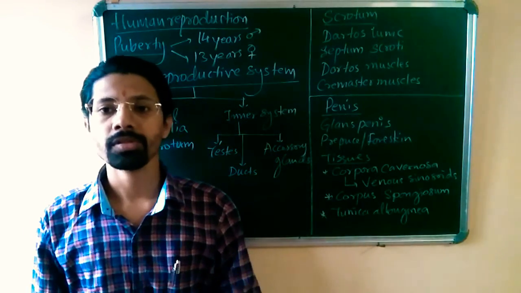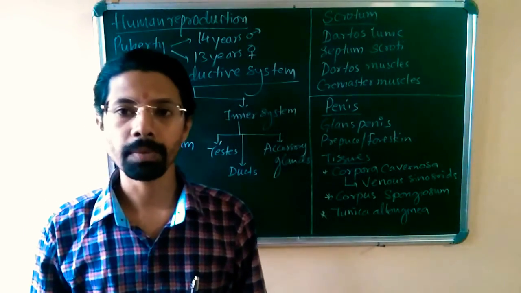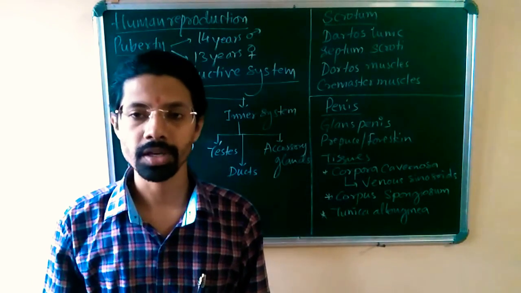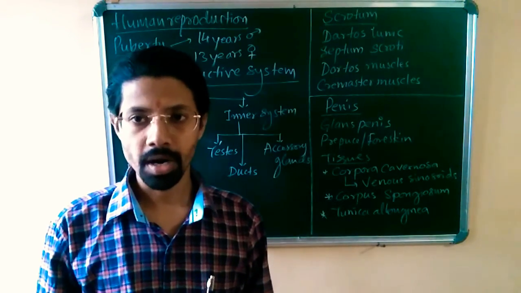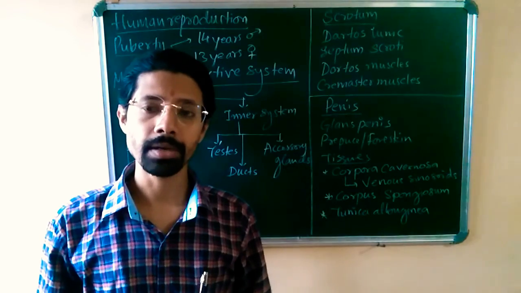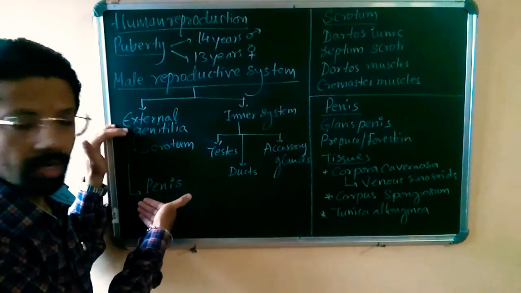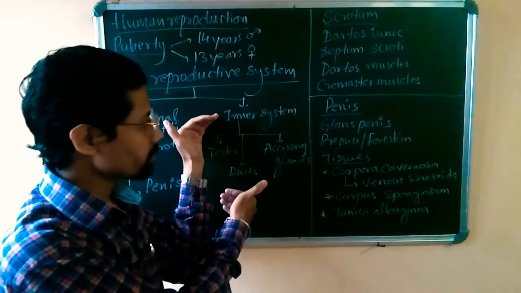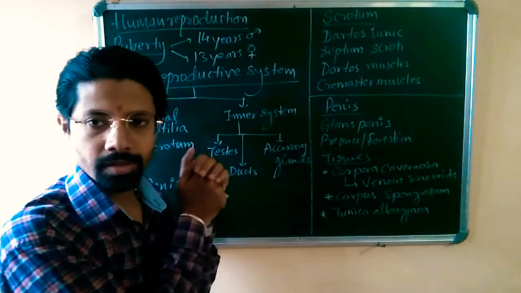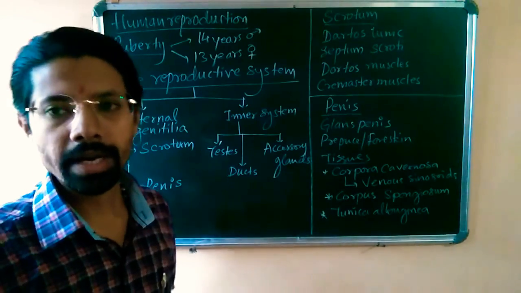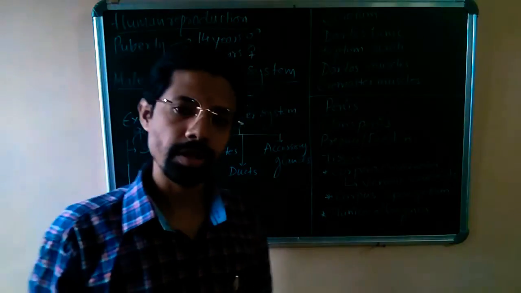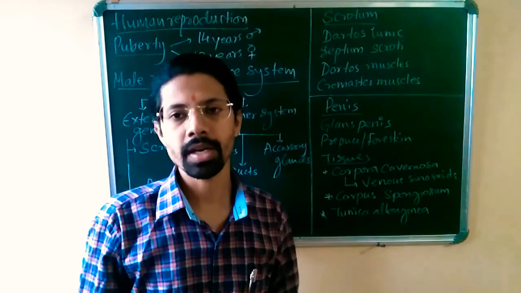Okay, so with this video we complete the first part of human reproduction, that is the introduction part, and in that, the male reproductive system that we have completed here is the external genitalia. Now the next part is the inner system or internal organ system. For this we have to draw a diagram and explain it in a detailed manner. For that we'll have another video session.